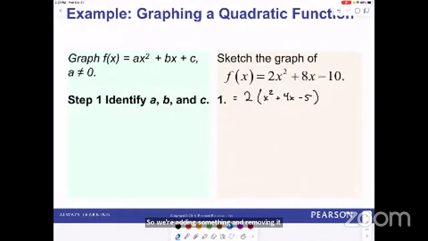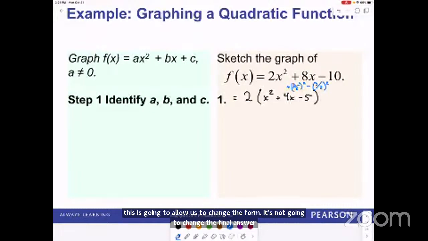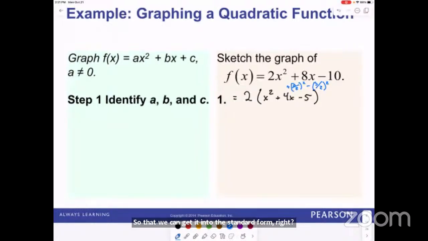And what this is going to do is allow us to change the form. It's not going to change the final answer because adding 0 is going to remain the same. This is going to allow us to change the form into something so that we can get it into the standard form, right? So our b in this case is going to be 4 at this stage.